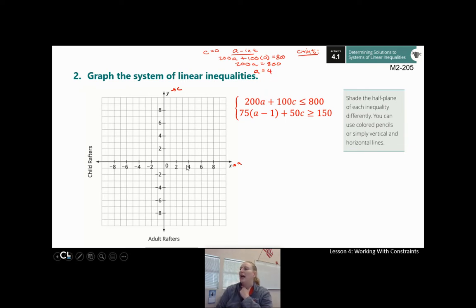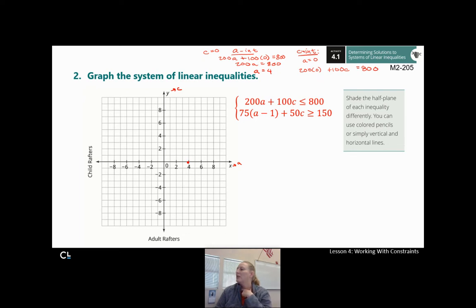So I should have an a-intercept at 4, x-intercept, whatever we call it. So we'll put a little dot right there. That means for our y-intercept, or our c-intercept, sorry, sounds sketchy there, we do want to set a equal to 0. So I'm going to say 200 times 0 plus 100 times c equals 800. So we can get our boundary line going here.